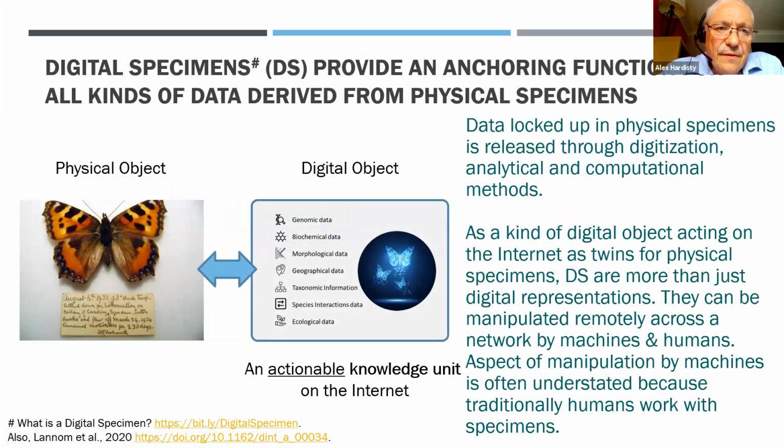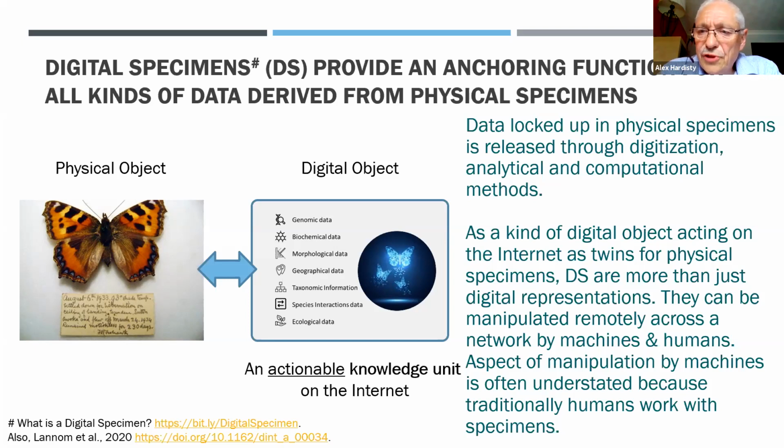For specific kinds of digital objects, digital specimens provide an anchoring function for all kinds of data that can be derived from physical specimens. Data like genomic data, biochemical data, morphological data, geographical data, taxonomic information, species interaction data, ecological data, and more. The data that's locked up in physical specimens in natural history collections throughout the world can be released through digitization, through analysis, and through computational methods.